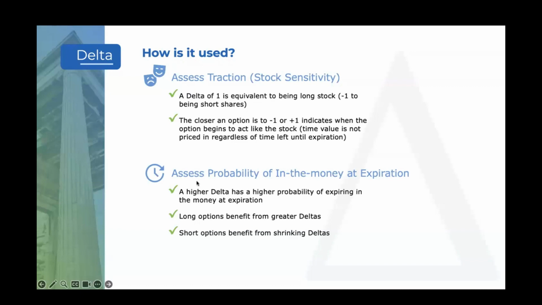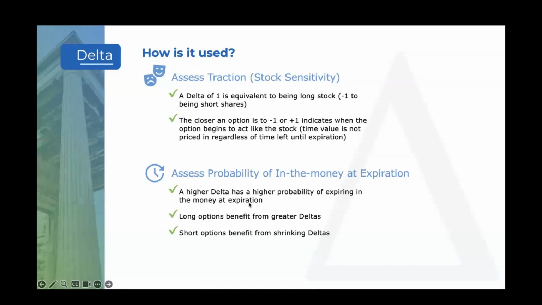It's also used for assessing the probability of in the money at expiration. Higher delta has a higher probability of expiring in the money at expiration. We utilize that a lot, especially when we are choosing our covered calls or when we choose strategies. We talk about deltas often, and it's from the probability perspective. It makes sense.